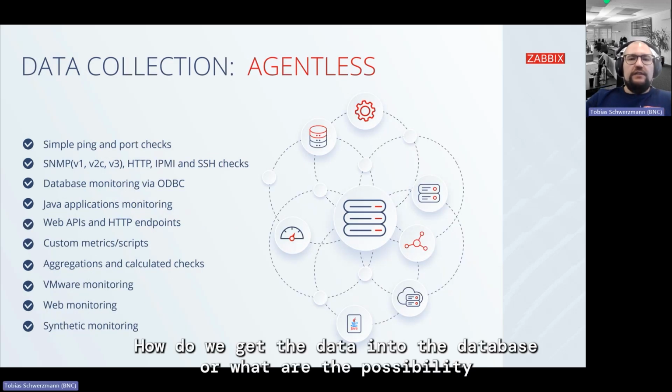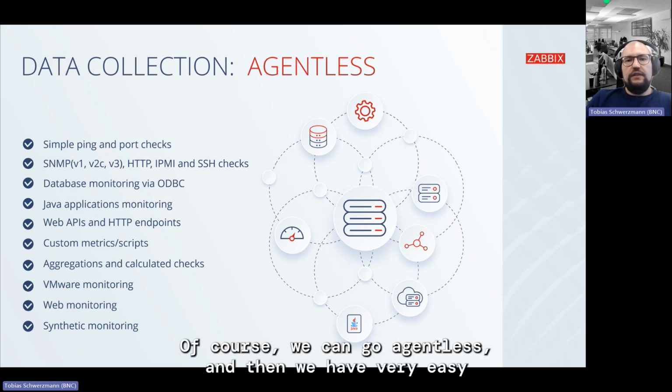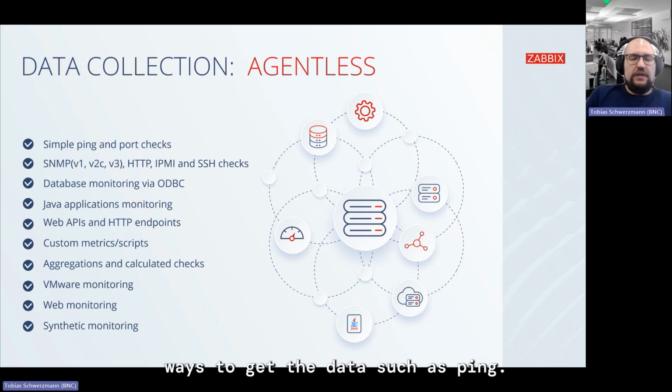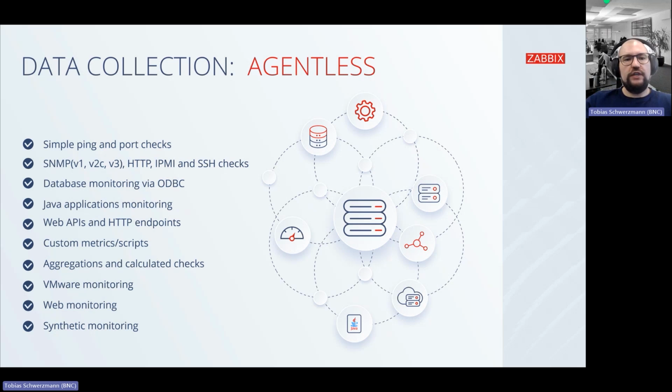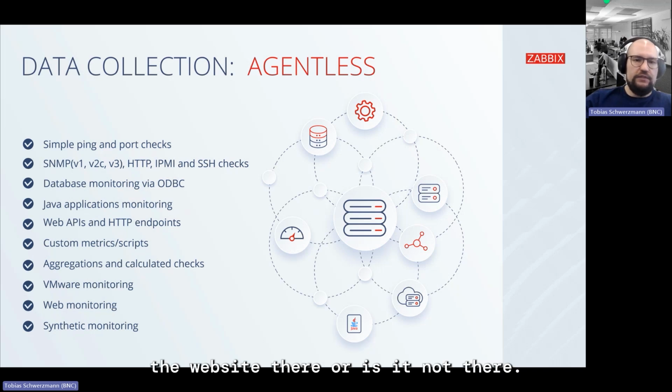So how do we get the data into the database, or what are the possibilities of collecting data? Here we have a few possibilities. Of course, we can go agentless, and then we have very easy ways to get the data, such as ping. We can do TCP or UDP port checks. We can do SNMP checks using SNMP GET. We can also receive SNMP traps. We can do HTTP checks to see, very basically, is the website there or is it not there.